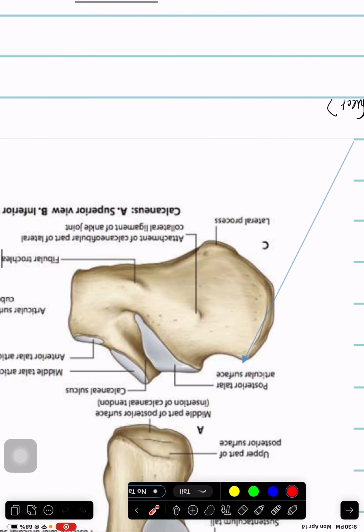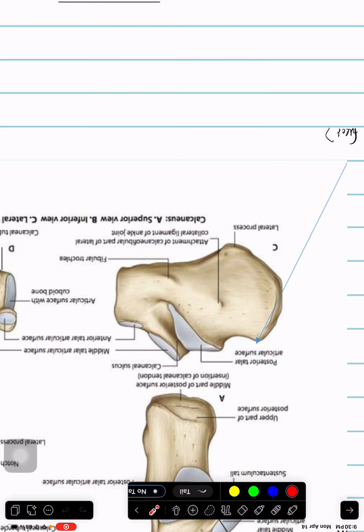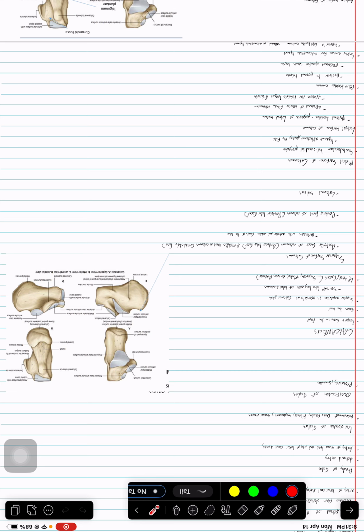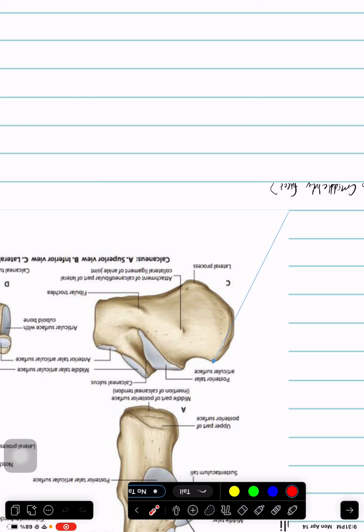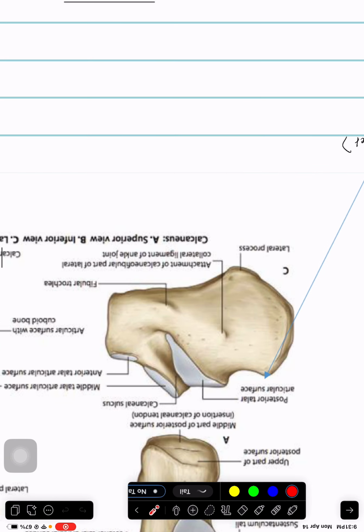So moving on, you have your lateral view of your calcaneus, your lateral surface. You have your attachment of the calcaneofibular part of the lateral ligament of the ankle joint. This also has another name, I believe. Yes, this is also your peroneal tubercle right here. And then we have the fibular trochlea located right here.